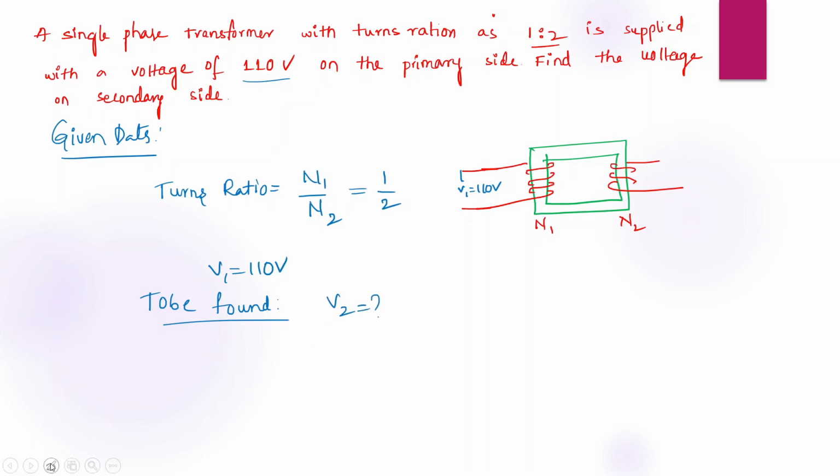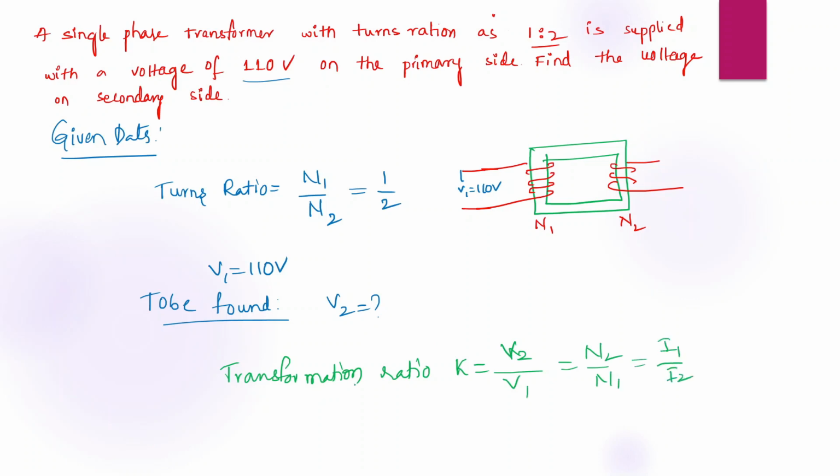How can you find this V2? Using your transformation ratio K, which can be written as V2 by V1, or N2 by N1, or I1 by I2. Here we don't have the K value, but we can find the K value, right? K is nothing but N2 by N1. Here we have N1 by N2, so N2 is 2, N1 is 1. So K equal to 2. Okay, so we got the K value.